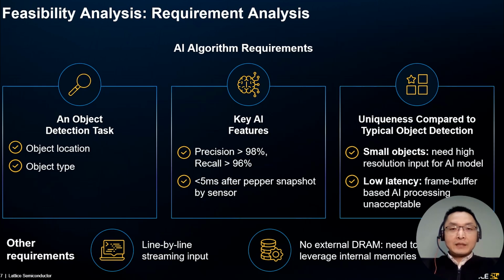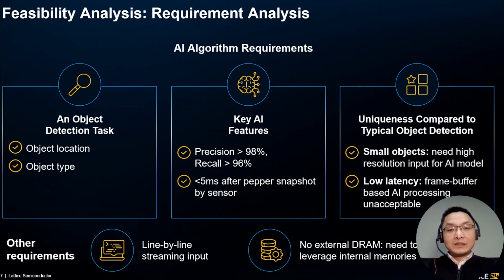At the feasibility analysis stage, we need to clarify some key requirement features. For the AI algorithm part, we highlighted 3 key features. Firstly, as we need to output the results of both piece locations and piece types, this AI task should belong to an object detection task. Secondly, there are clearly defined performance requirements, including both the model accuracy and the inference time.